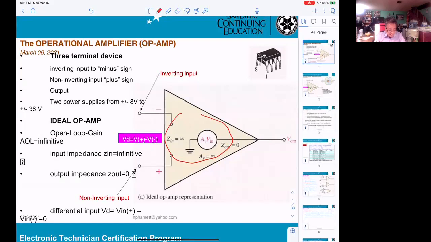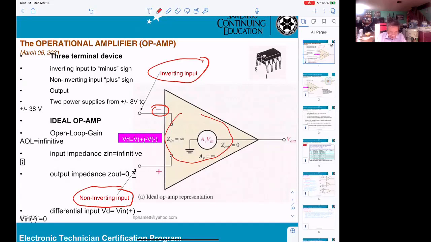Okay, first thing, they say it has 3 terminals. One goes into the negative here. They call it the inverting input. That's just a name, and you must know it, otherwise if they ask you, you won't know the name. And the one that goes to the positive, they call the non-inverting input. They already tell you here: non-inverting input, plus sign, output.